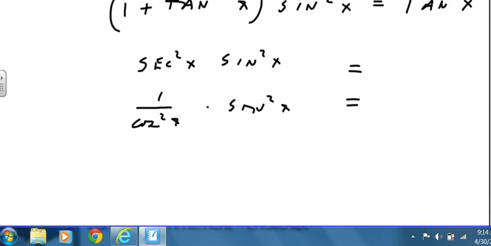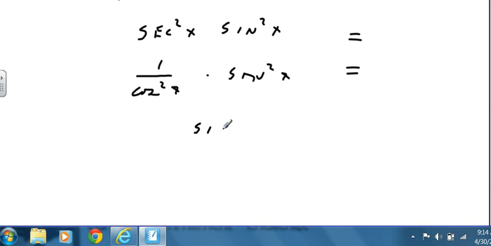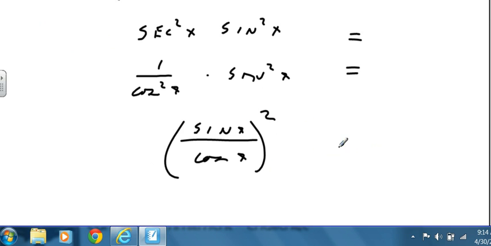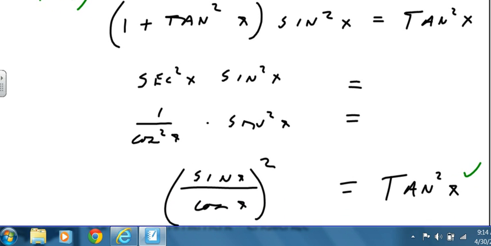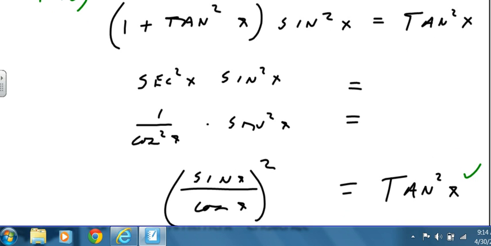We don't know that yet. And then we got sine x over cosine x quantity squared. And, oh, that is tangent. All right, so this is equal to tangent squared x. And we're done. And I really did take too many steps there, but, oh, I guess not. It all fills the screen, so I didn't do that many steps. Okay, moving on to 28.